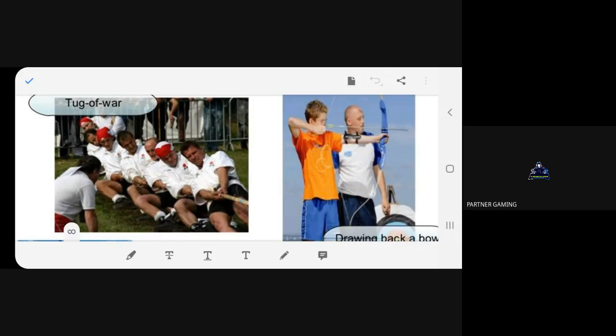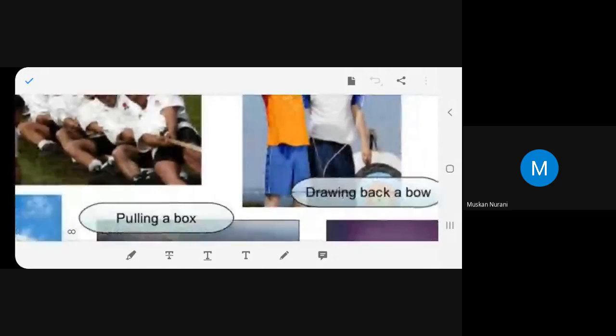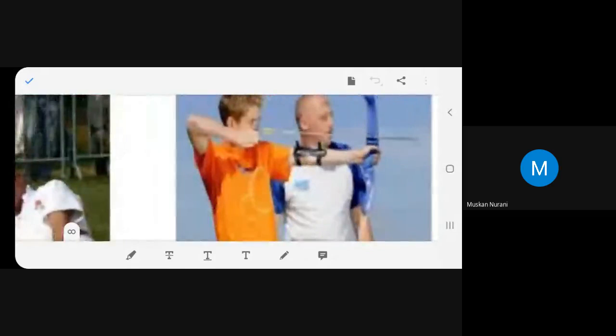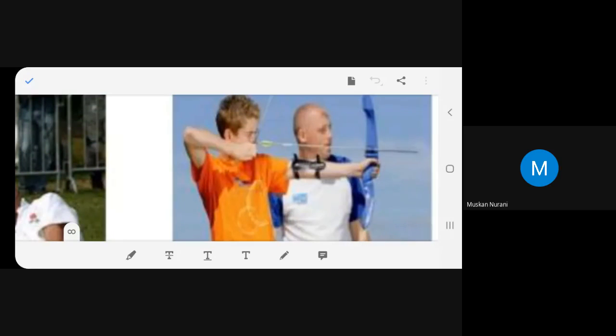So what is happening? Is it pulling or pushing? Pulling. Say like that. Pulling. Now someone is ready to shoot the arrow. What is it? Pulling. Very good. So what is he pulling, beta?